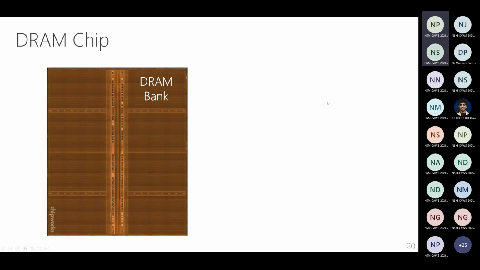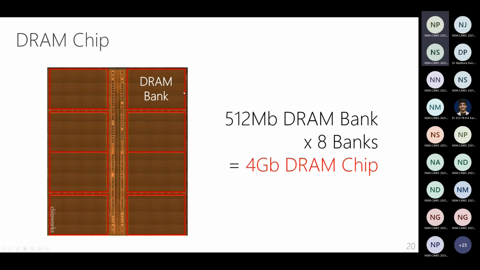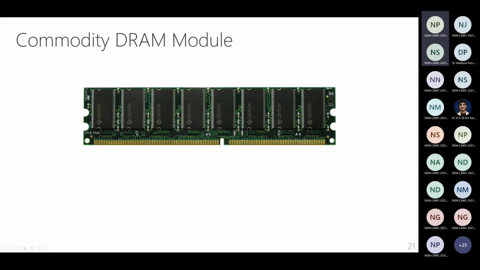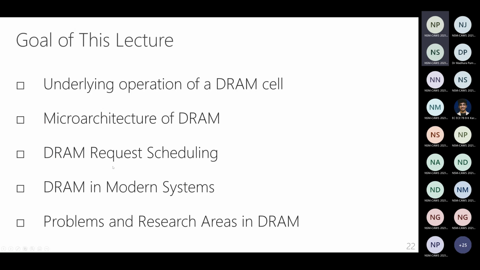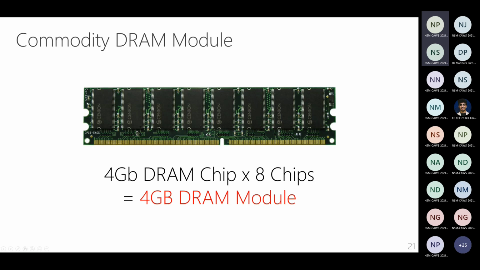Right. Now, if I put that DRAM bank into a chip, now suddenly I have 8 banks. Each bank is 512 megabits, and that essentially gives me a 4 gigabit DRAM chip. Right. And here I have 8 chips. So each chip is a 4 gigabit DRAM chip. And if I put together 8 such chips, now I have a 4 gigabyte DRAM module. Right. So that's essentially a deep dive into what actually is present in each one of these chips.